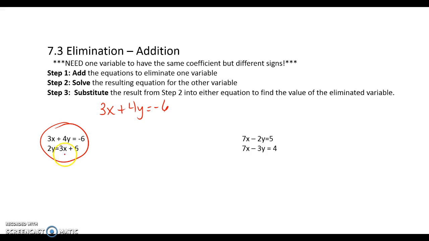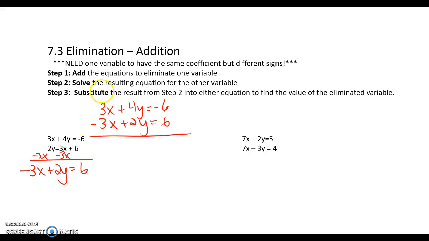The second equation, I'm going to subtract 3x on both sides. So this equation becomes negative 3x plus 2y equals 6. So I do have the x's here with the same coefficient but different signs. I'm going to add these two equations together. 3 plus a negative 3 is 0. 4 plus 2 is 6y. Negative 6 plus 6 is 0. Well, guess what? Y equals 0.